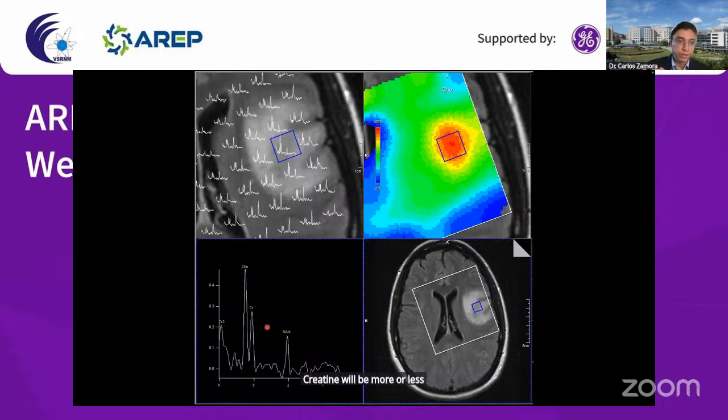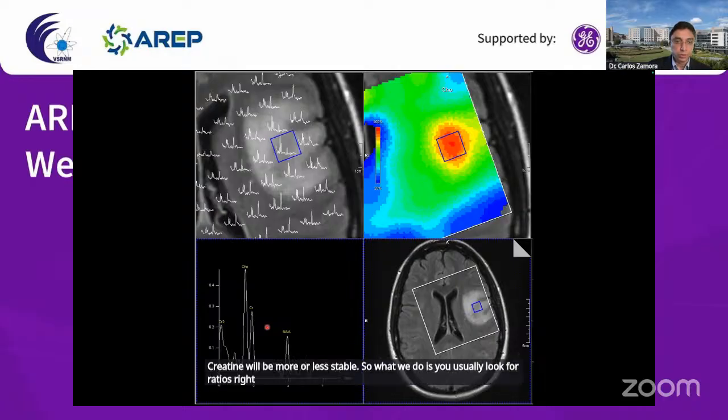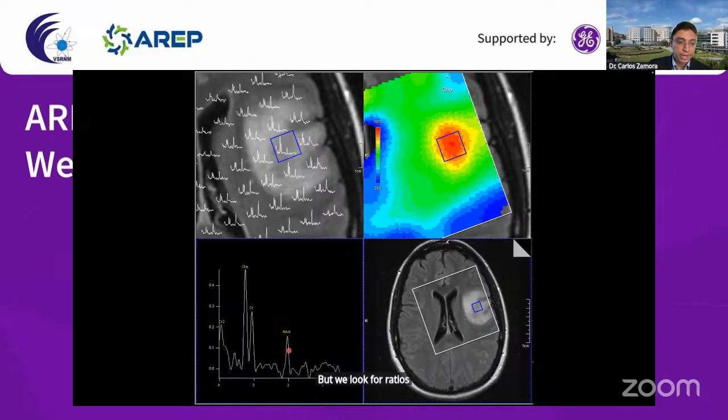So what we do is you usually look for ratios, right? We usually do not quantify, right? But there are some places that do quantify. It is a little bit more complicated, but we look for ratios. How choline, NAA, and other metabolites change in relation to each other.